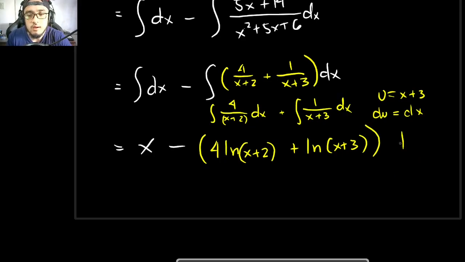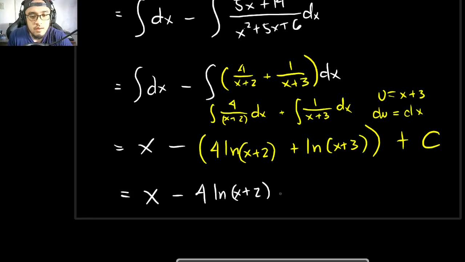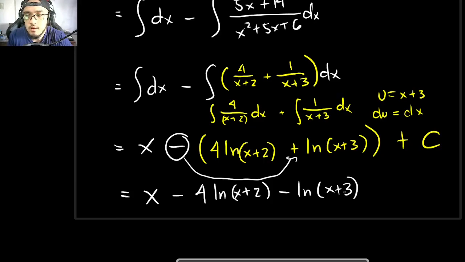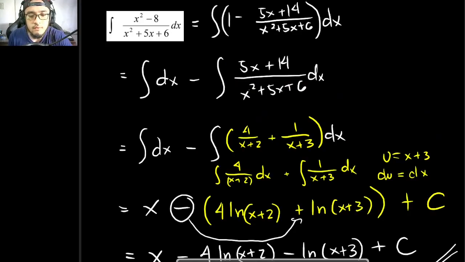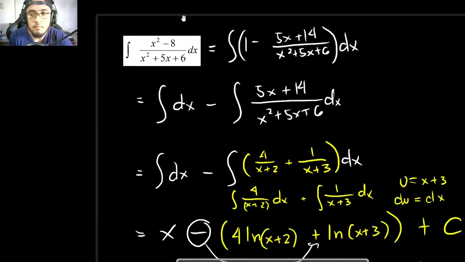And don't forget, plus c. So once again, our final answer is equal to x minus 4 times the natural logarithm of x plus 2 minus, since this is negative times positive, that is minus the natural logarithm of x plus 3, plus c. So this is your final answer for this particular problem.